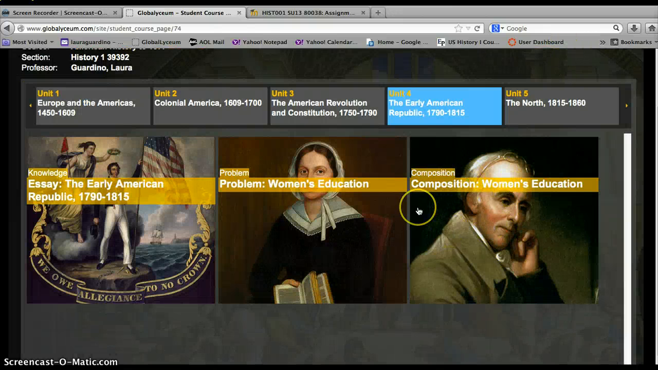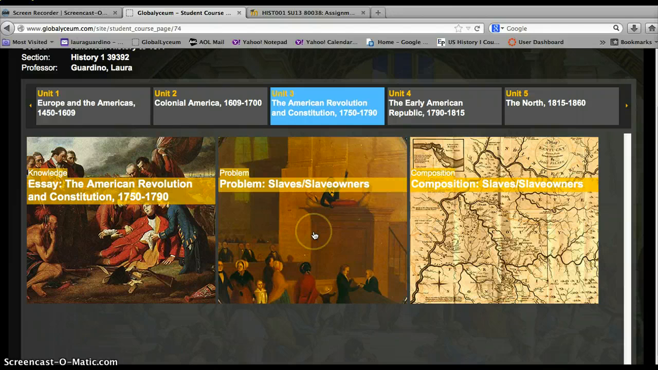And then after we do this week and next week, and you play with both primary source sets, everybody will be required to do the slave and slave owners and the women's education problems. After that, we're going to work on creating the essay based on these primary source sets. So during week 4, you will get the choice on whether to write the essay on women's education or to write the essay on slave and slave owners. And then you'll complete the composition assignment for whichever one you choose.